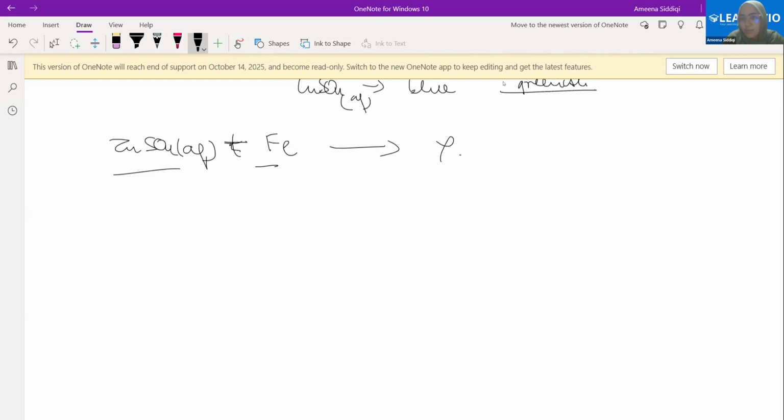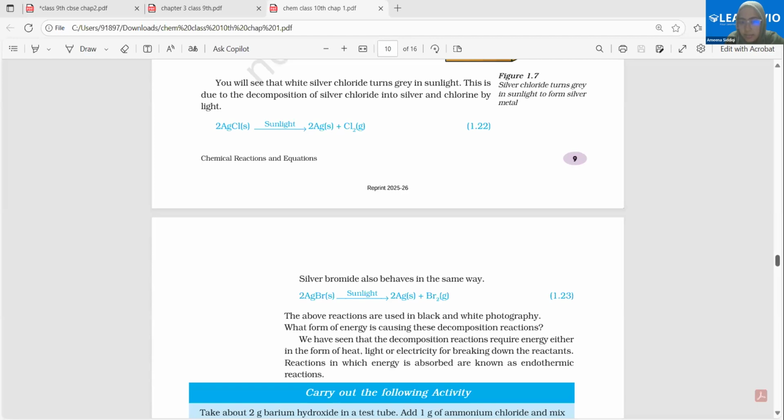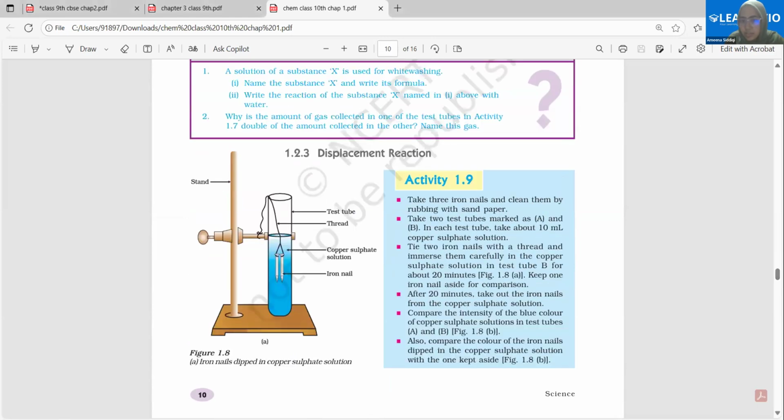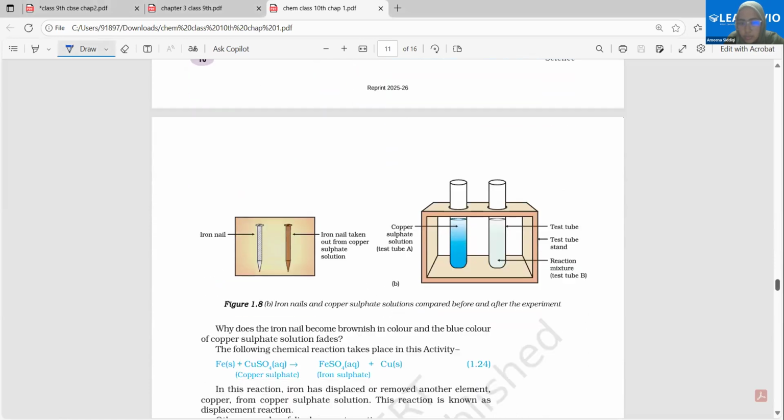Okay. Wonderful. So I'm quickly coming back to the NCERT. We have to discuss one point there. If you have your NCERT, please open it. So we have a displacement reaction, activity 1.9. We take 3 iron nails. We will do this. What happens, Arfa?